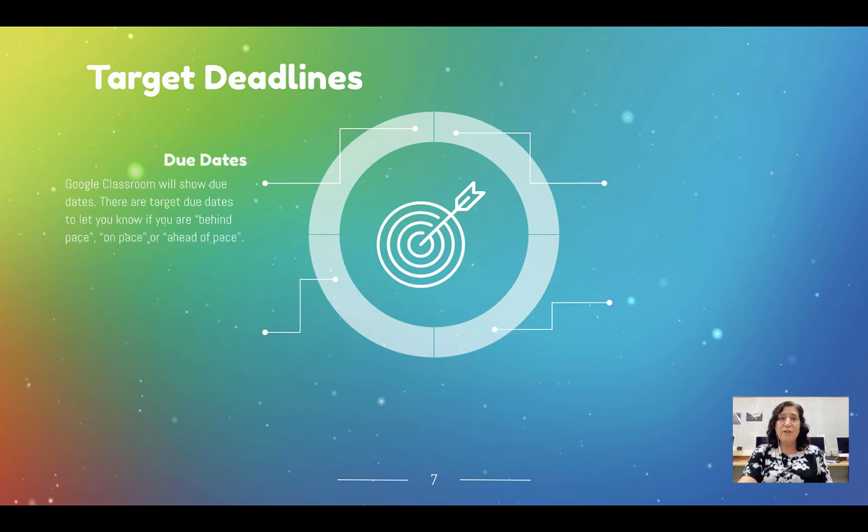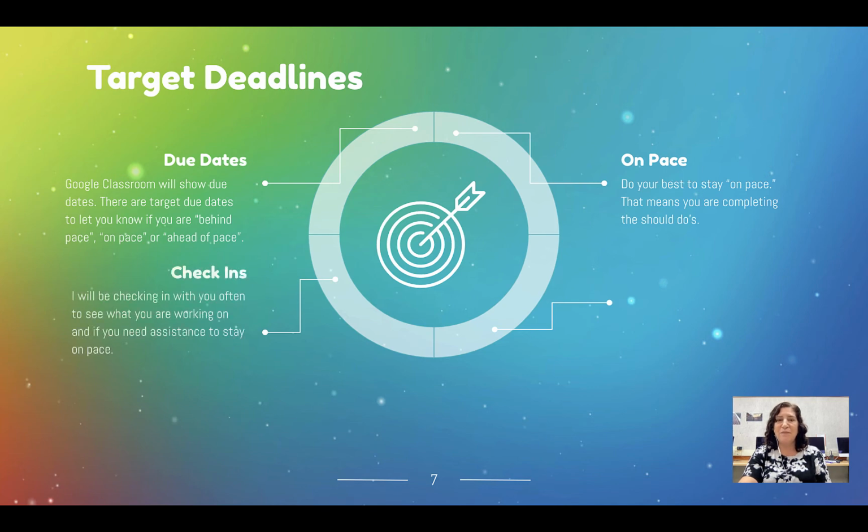So there will be due dates in Google Classroom associated with assignments that will let you know if you're sort of behind pace, if you need to work a little bit faster, if you are on pace, right where you should be, or if you're ahead of pace, doing those should do's and aspire to do's. Do your best to stay on pace. That means you're completing the must do's and maybe some should do's as well.